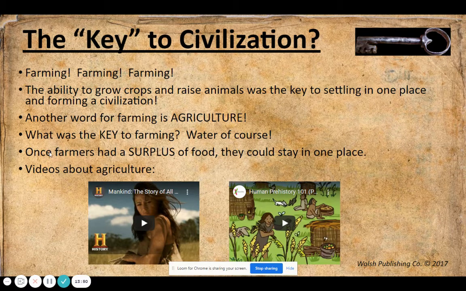Once farmers were able to perfect agriculture and raise animals and crops, they had a surplus of food. A surplus of food means extra. It means they're not just having the amount of food they need to survive for one day. They're able to store food for around the year. They're able to feed more people. So cities and towns could grow larger and larger because farming made a surplus of food available to them. They could stay in one place and no longer had to be nomadic or move from place to place. There are a couple of videos about agriculture and the dawn of civilization that I do highly recommend that you watch.